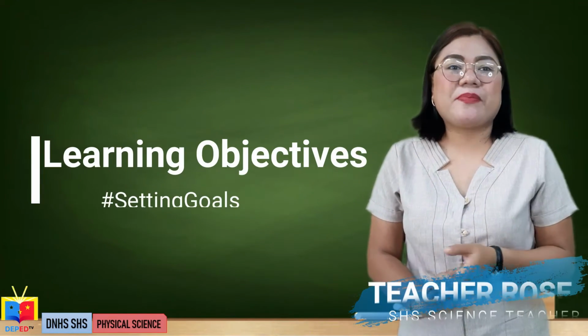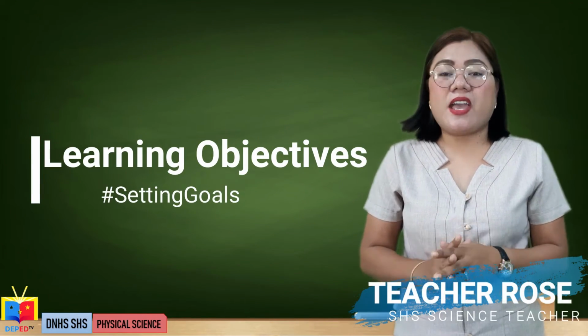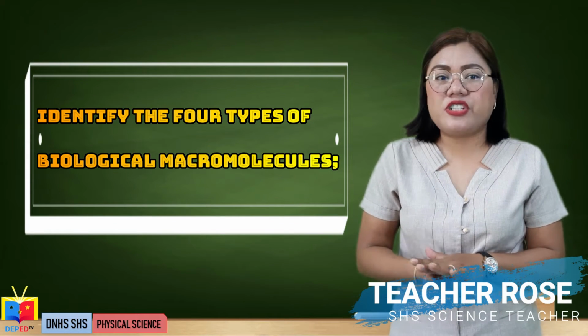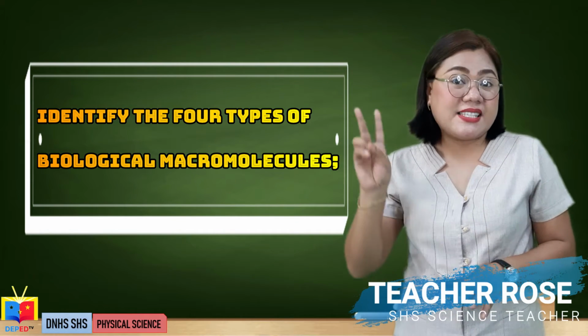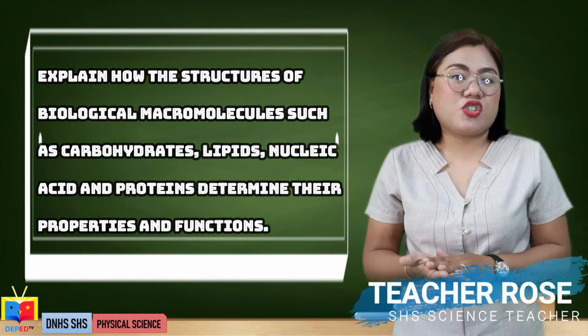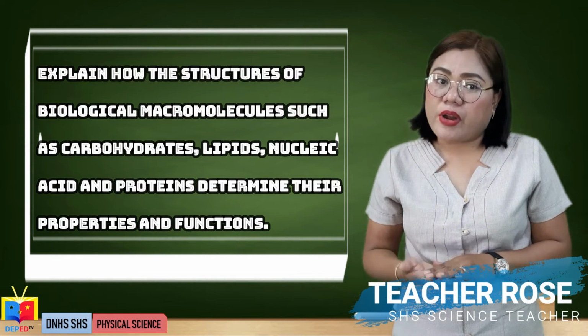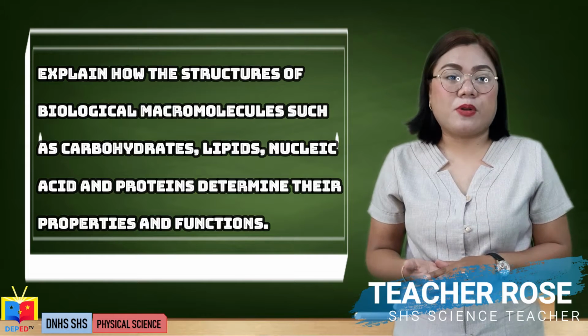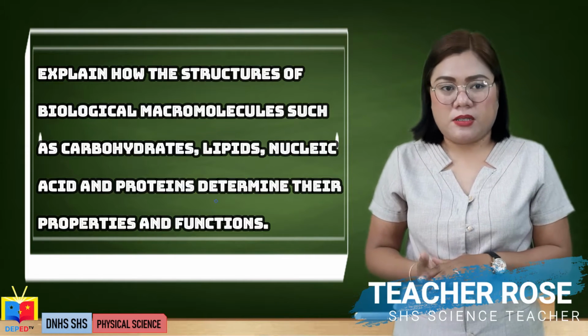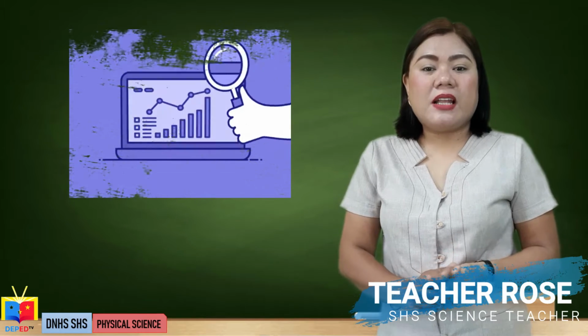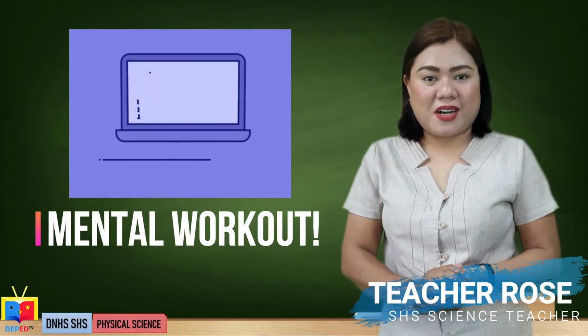Are you ready? Brace yourselves because today we will first identify the 4 types of biological macromolecules. Second, explain how the structure of biological molecules such as carbohydrates, lipids, and proteins determine their properties. But before we begin the learning journey, let's first have a little mental workout.